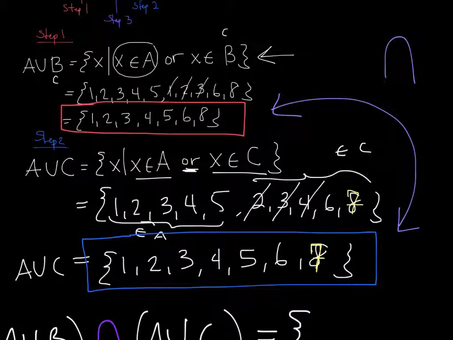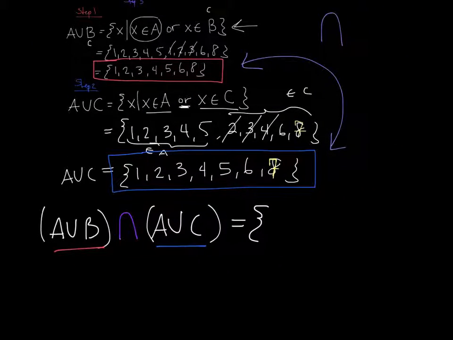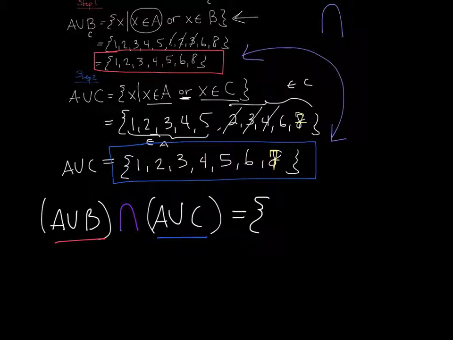Now we can compute our intersection, right? What do they have in common? The red and blue sets, it looks like, 1, 2, 3, 4, 5, and 6, right? Because 8 and 7 are not the same. So that's your final answer.